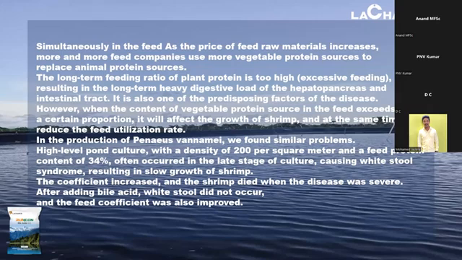of shrimp and damage to the shrimp digestive system. And the shrimp die when diseases occur. After adding bile acid, the wet feces did not occur, and the feed FCR can also be improved.